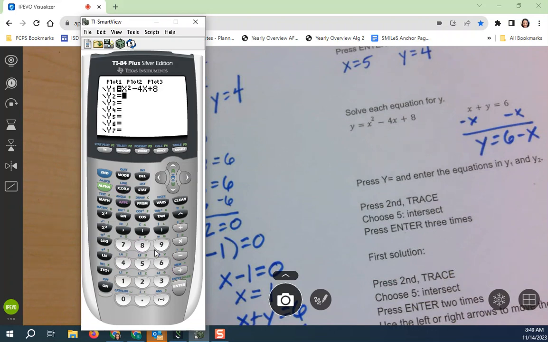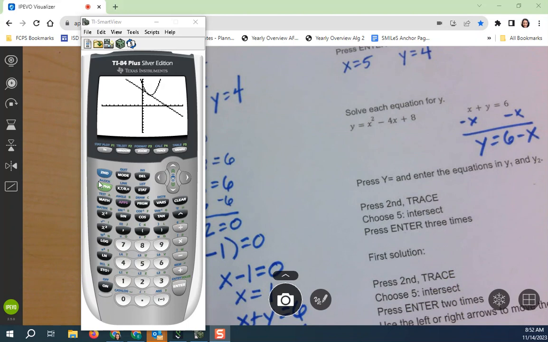And then the next one is going to be 6 minus x. And then when you press those, you can press graph, and we can see if we can see the 2 places where they intersect. I'm going to come around and do a quick check. All right, so there's my parabola. There's my line. It looks like maybe it only crosses in one place, but looking at my answers, I can see they're close together, so that's why it looks like just one place.